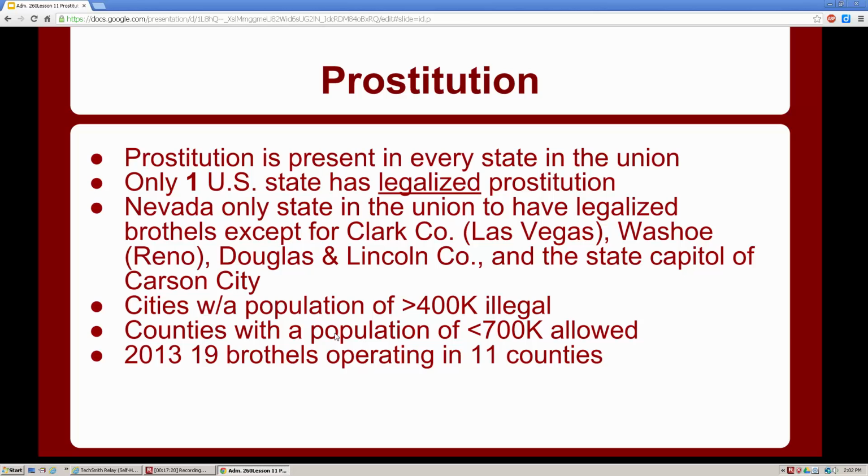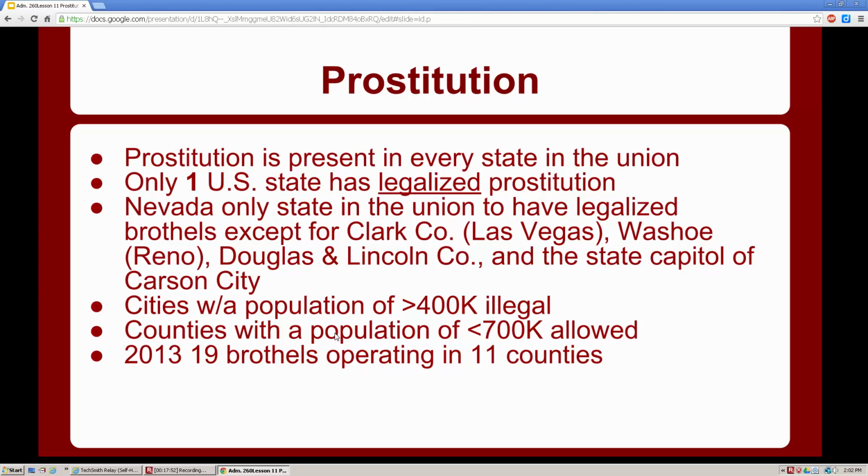Now, prostitution is illegal in the United States, except for one state that does have legalized prostitution. Nevada is the only state in the union where brothels are legal, except for Clark County, where the city of Las Vegas is, Washoe County, which is where Reno is, and then Douglas and Lincoln counties. And also the state capital, Carson City, which is independent of all the other counties. So those are the areas that do not have legalized brothels.